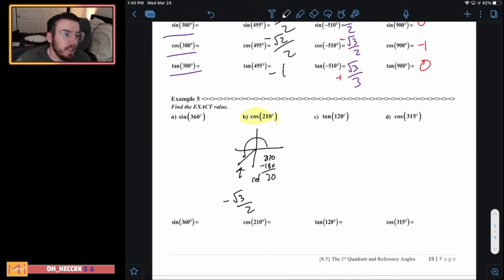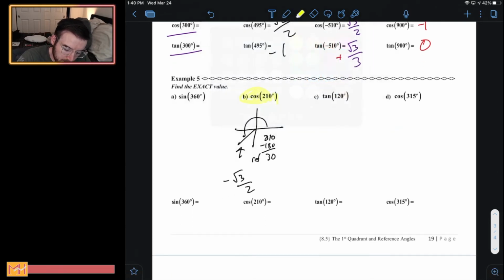Now, you might be asking yourself, why don't I just plug that into a calculator? If you plug that into a calculator, you're going to get a decimal. You're going to get root 3 divided by 2 as a decimal. We're looking for the exact value. We're looking for the fraction, negative root 3 over 2.